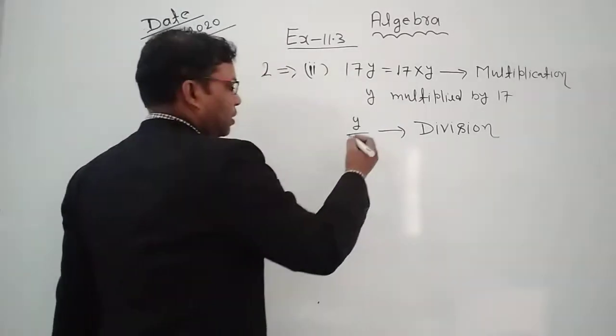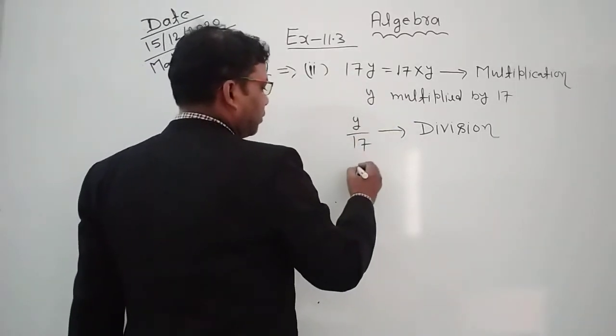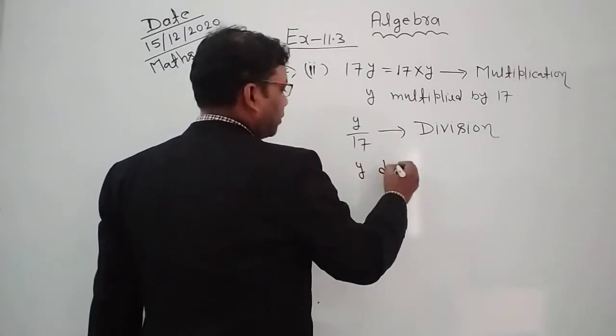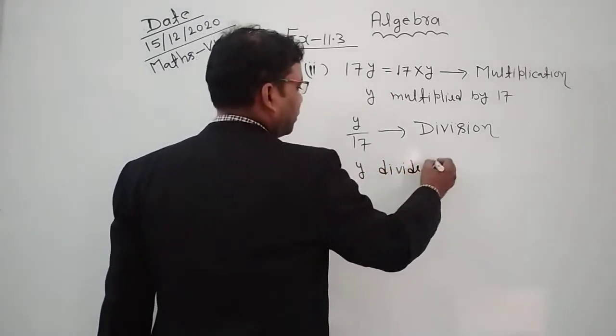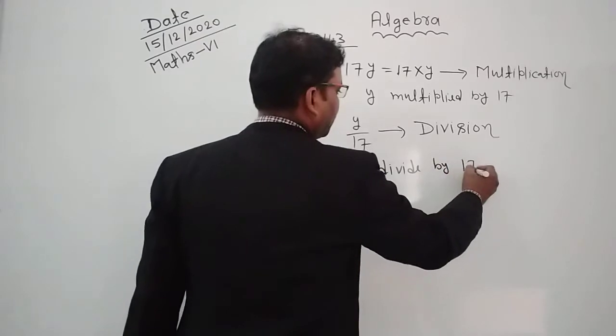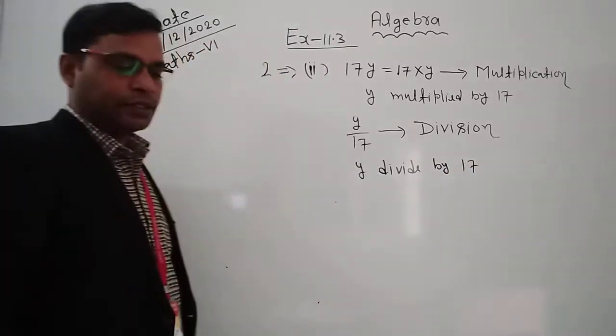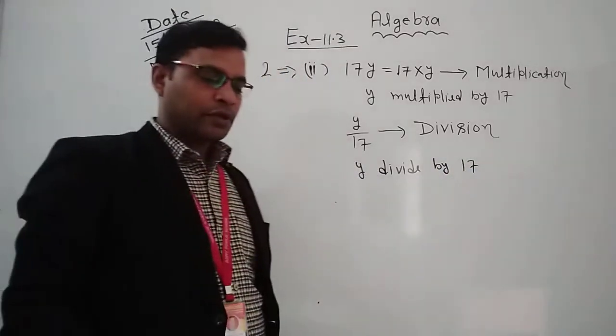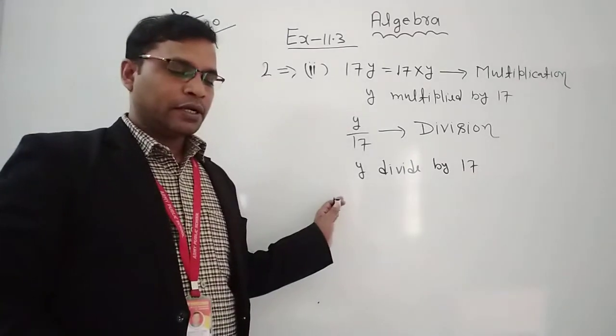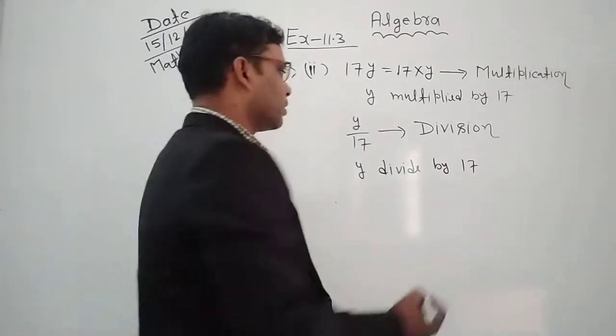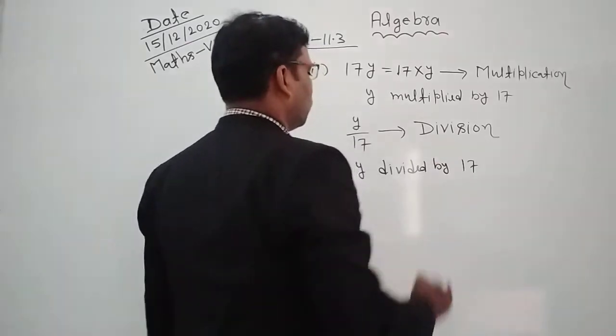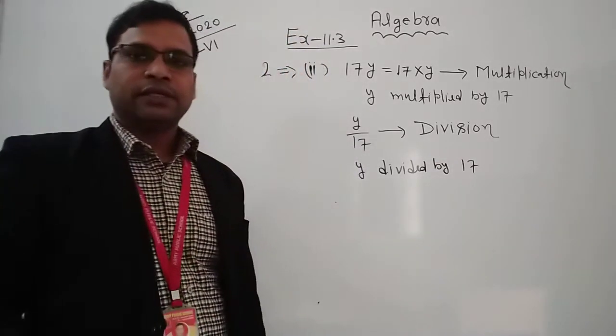So how has the expression been formed? Write here: y divided by 17. This is clear. Y divided by 17. This is clear.